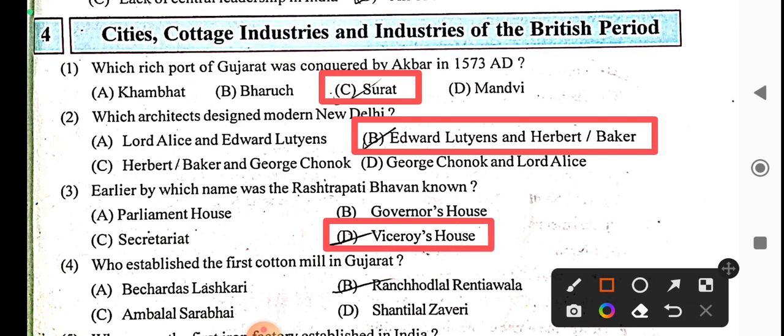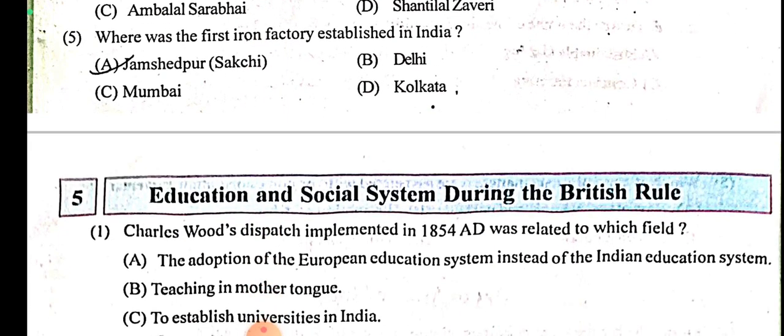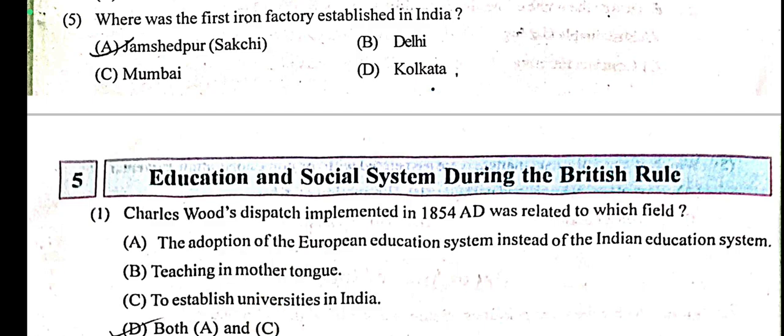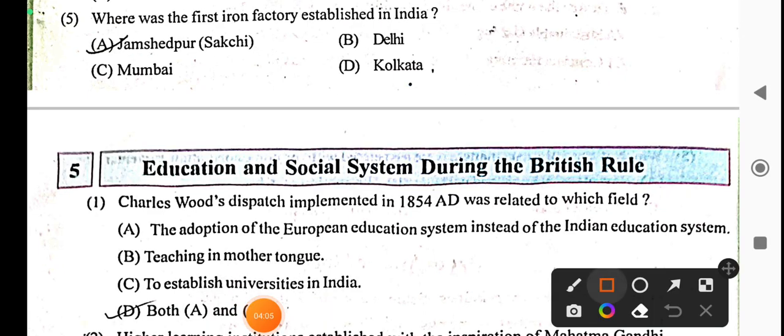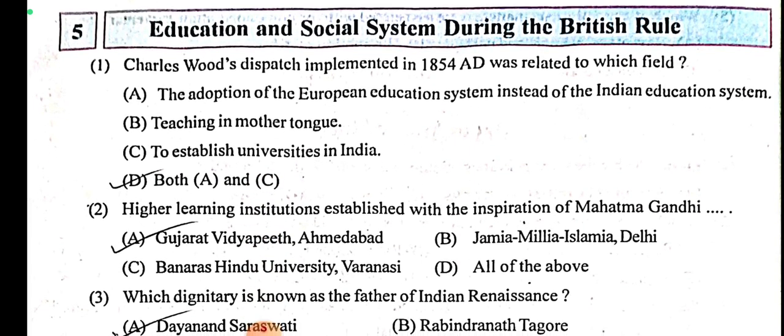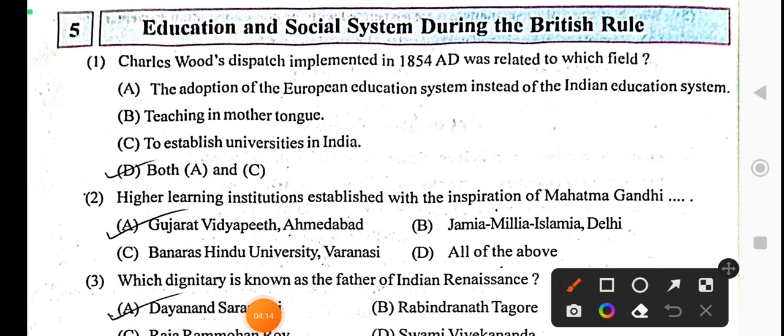Who established the first cotton mill in Gujarat? Ranchodlal Chhotalal. Chalo, where were the first iron factories of India established? Jamshedpur, Sakchi. Fifth chapter, Education and Social System during the British rule. Charles Wood's Dispatch implemented in 1854 AD was related to which field?